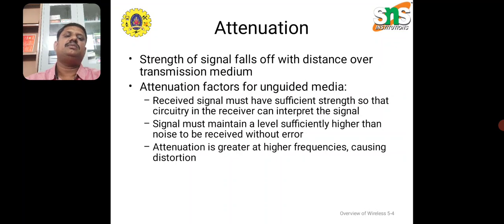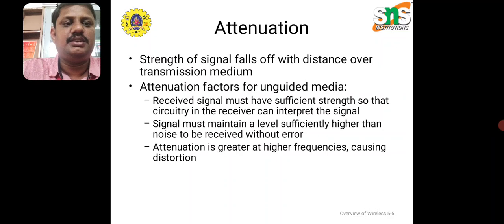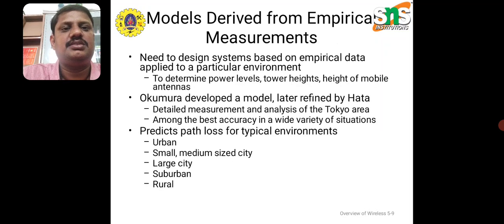Attenuation is a major disadvantage of the transmission antenna. The strength of the signal falls with the distance over the transmission medium. For unguided media, the signal must be received over a significant distance, so attenuation is very important. Attenuation at higher frequencies causes distortions.